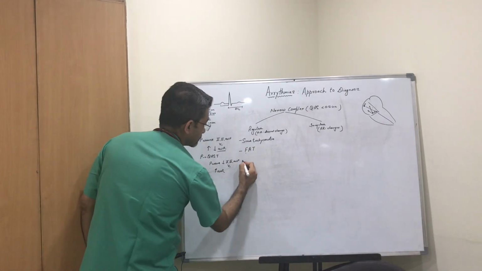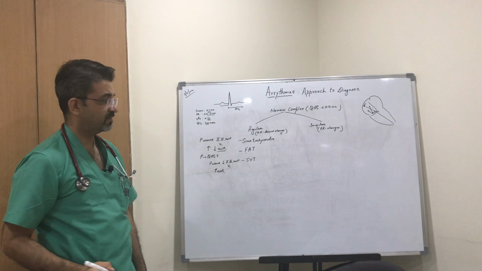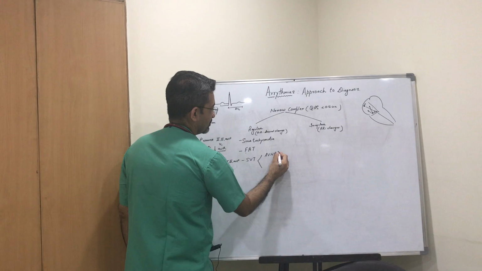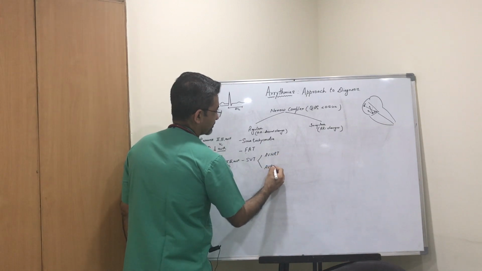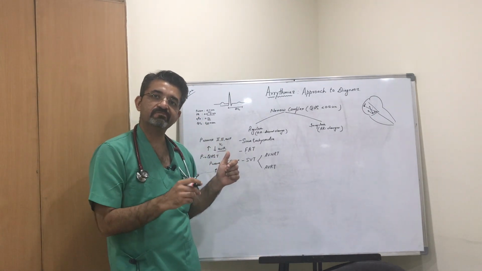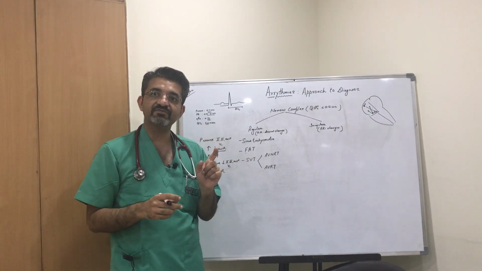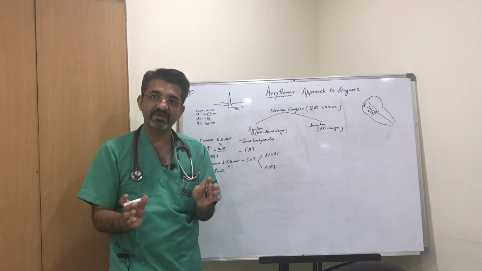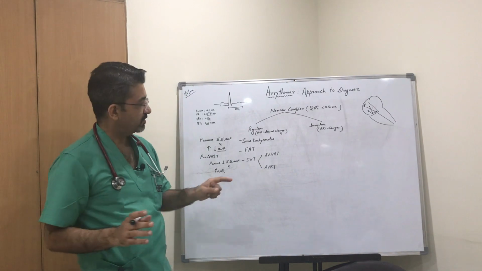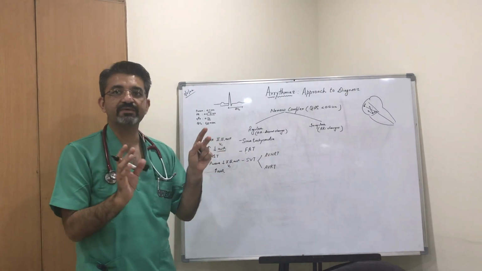Then you have SVT, supraventricular tachycardia. This is of two types, AVNRT and AVRT. See, if you go deep into the genesis of AVNRT and AVRT, you can appreciate on ECG whether you are dealing with AVRT or AVNRT, but practically it doesn't matter because treatment is entirely the same, right? So when we are talking of SVT, we are talking of AVNRT and AVRT simultaneously.